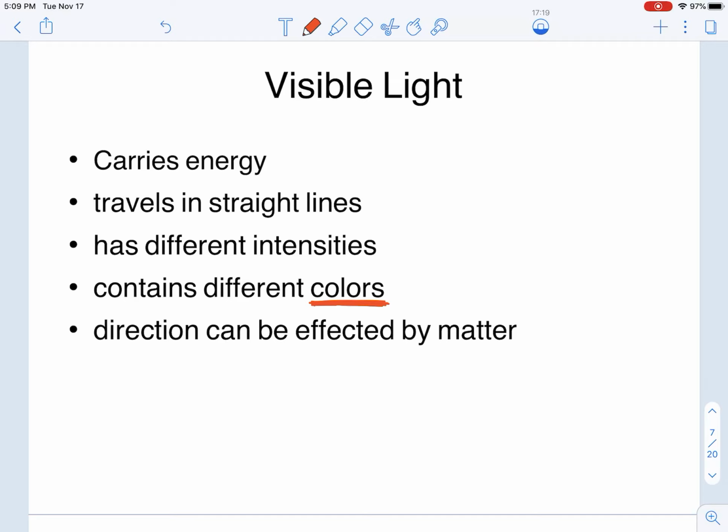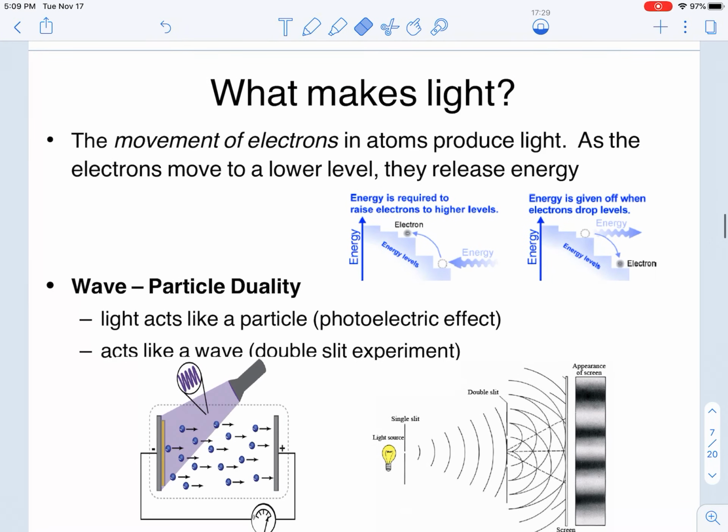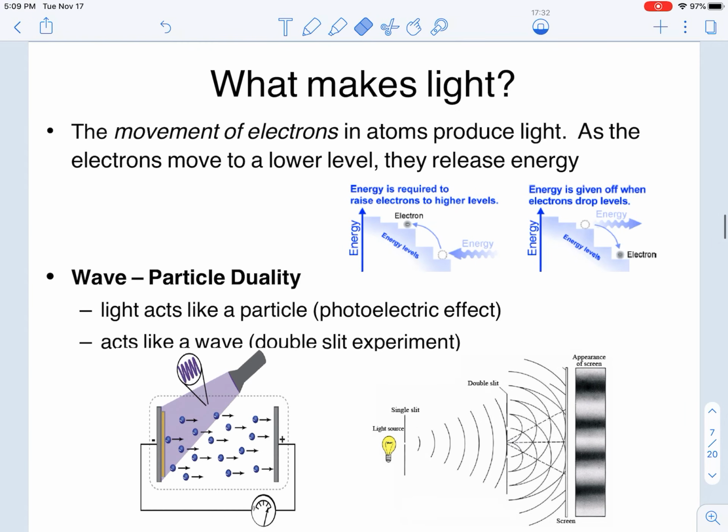So is it a red? Is it a bright red? Is it a dull red? Is it a light red? That's going to be the intensity factor that's going to help us interpret those different shades. The direction can be affected by matter, and as we progress through our lesson throughout the chapter, we'll talk about how different types of materials affect the movement of the light.